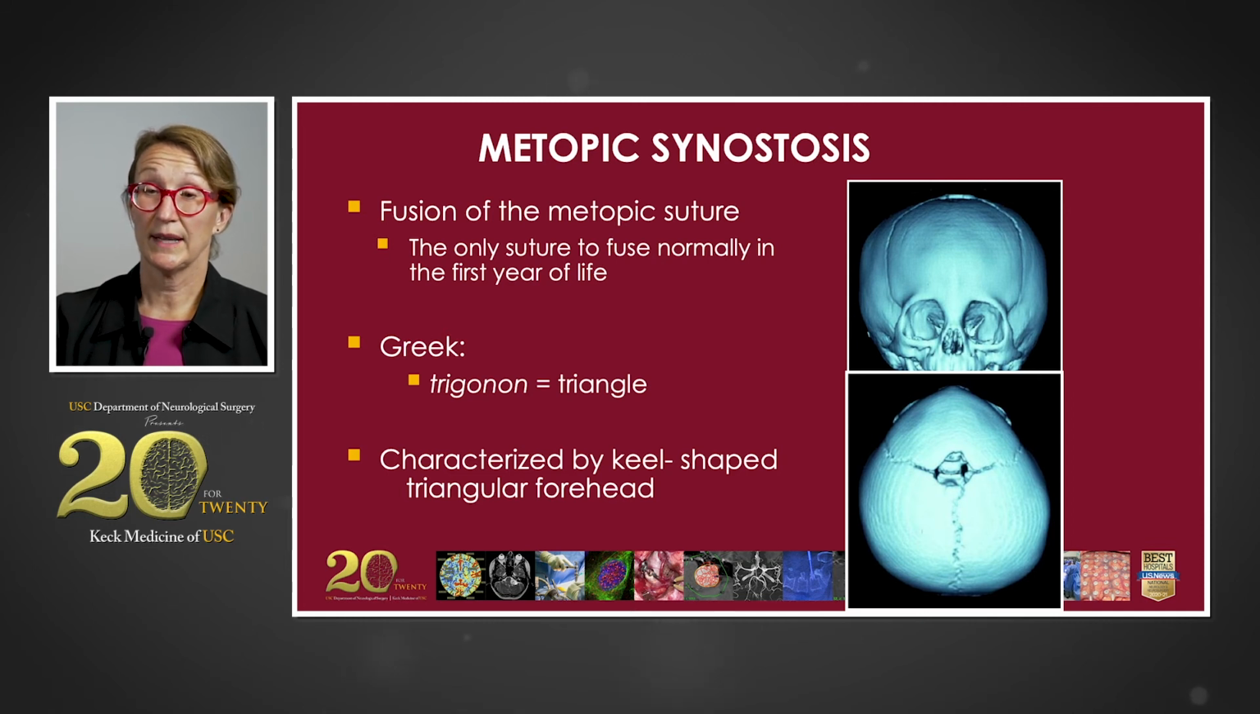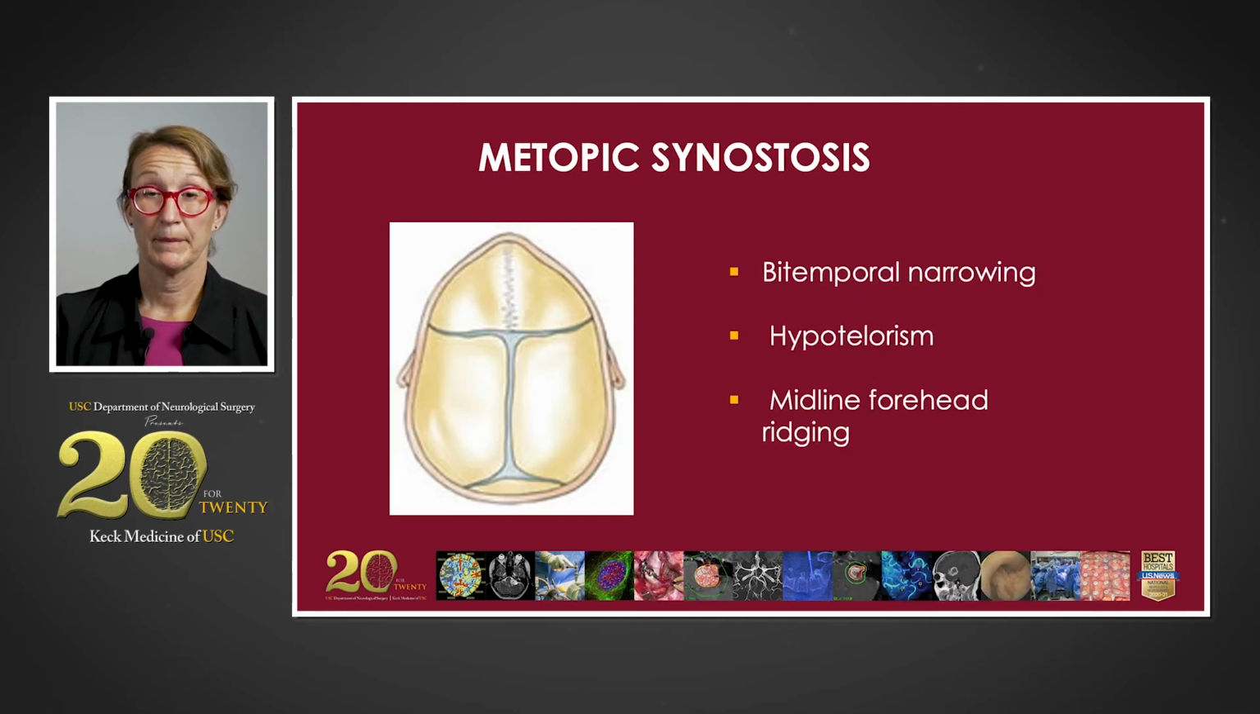The pictures on the right are a 3D CT scan of a child with metopic synostosis. You can appreciate the triangle shape of the forehead and how the eyes are close together. This is called hypotelorism. These children often have bitemporal narrowing, hypotelorism, and a midline ridge along the forehead.